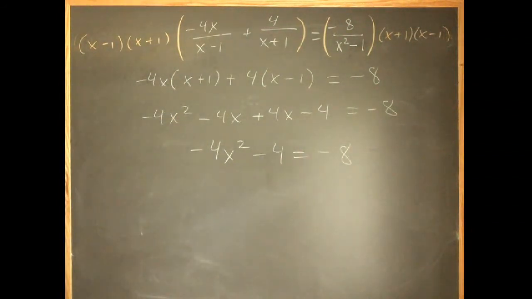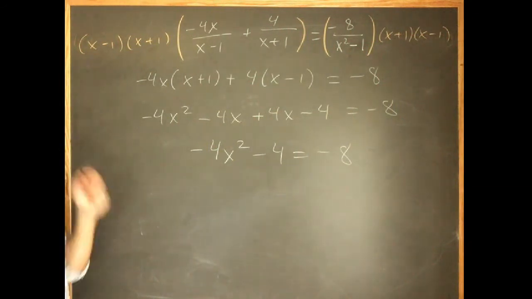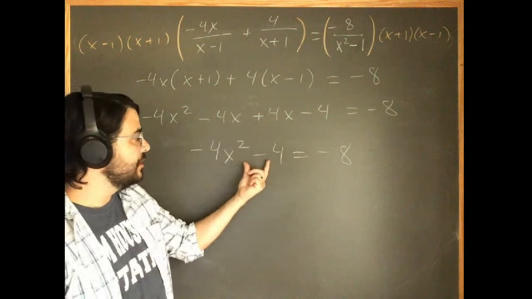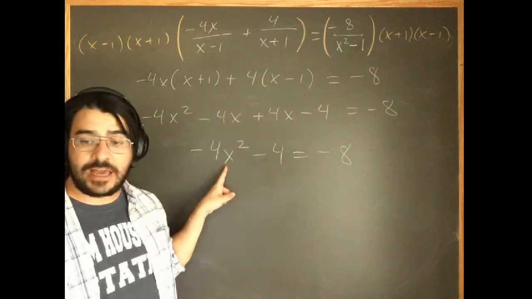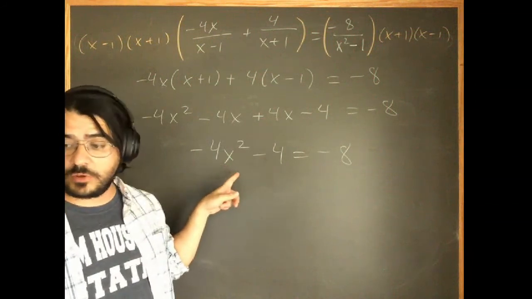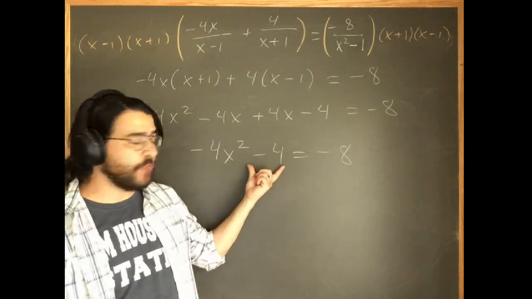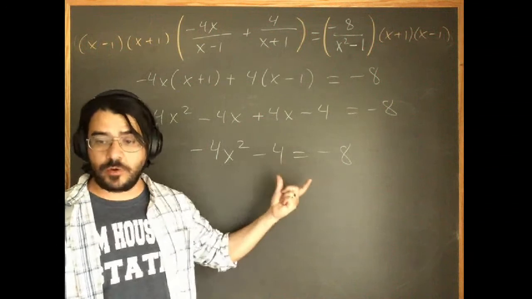Now, it's tempting to move everything to one side and then try and apply the quadratic formula, but there's no x term, right? This x term disappeared. So instead, what we can do is just isolate the x squared and then use the square root of both sides to get rid of the square. Okay, so that means that we need to add 4 to both sides of the equation.